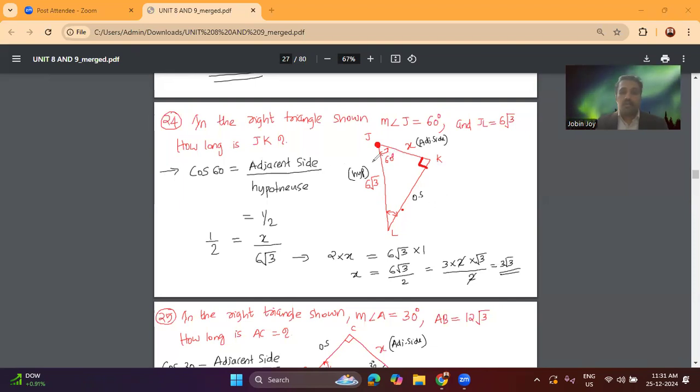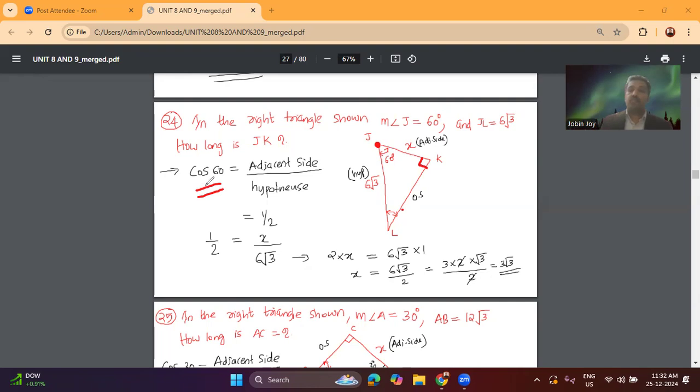So how long is JK? You have to find JK. KL is the opposite side. I am going to calculate JK. JK means adjacent side. So I know hypotenuse. Adjacent and hypotenuse means cos. You have to apply cos. So cos 60 is equal to adjacent side divided by hypotenuse. So that means JK divided by JL. So x divided by hypotenuse, which is 6 root 3.